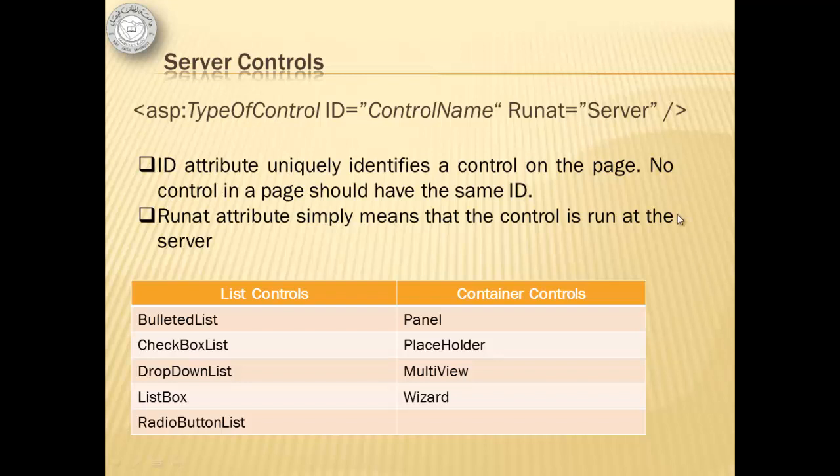We've already seen that their tags are similar to this. The ID attribute uniquely identifies a control on the page. No control in a page should have the same ID. The runat attribute simply means that the control is run at the server.